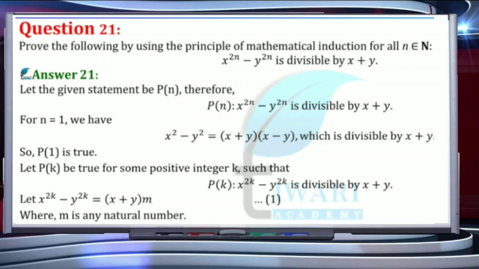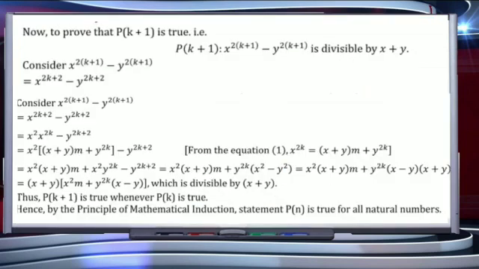Next, we will consider that P(k) is true for some positive value of k. So P(k) will be stated as x^(2k) - y^(2k), and we will consider that it is divisible by x + y. That means it can be written as (x + y) into some integer value m. Next, for P(k+1), the statement becomes x^(2(k+1)) - y^(2(k+1)), and we need to show that it is divisible by x + y. So let us consider its statement first, that is x^(2(k+1)) - y^(2(k+1)).